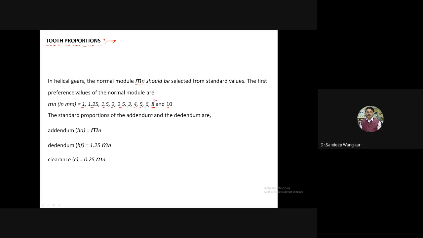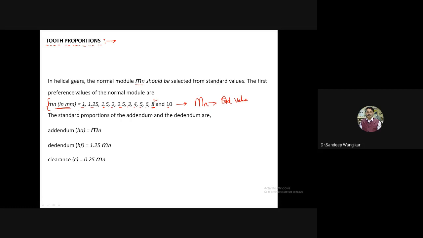Again, there are second preference values also for spur gear, which we have discussed. For the helical gear, you keep these values, and from them we will round up the normal module value to a standard value. If your answer is 3.7, and we say that mn is equal to 4, or if it is 3.5, we round up to 4. So this is the basis for rounding up. So write down the first preference values. It will be useful for rounding up.